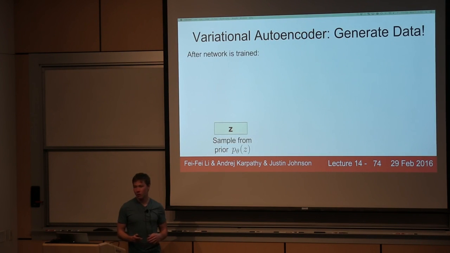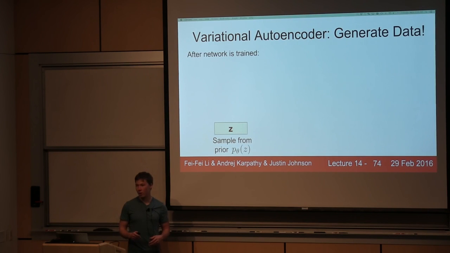OK. So once we've actually trained this kind of variational autoencoder, we can use it to generate new data that looks kind of like our original data set. Remember, we wrote down this prior that might be a unit Gaussian or maybe something a little bit fancier. But in any case, this prior is some distribution that we can easily sample from. So a unit Gaussian, it's very easy to draw random samples from that distribution.